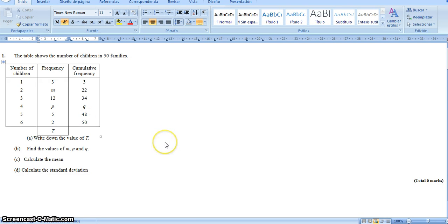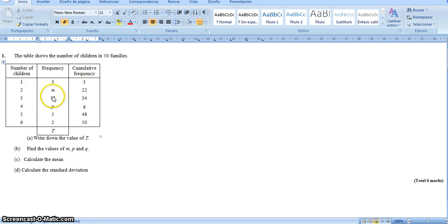We're going to solve a little problem for statistics for math IB studies. Look at this table and look at what they are asking for. It says the table shows the number of children in 50 families. That means that these are the number of children that were in those families, and this is how many times those children appeared in the families.